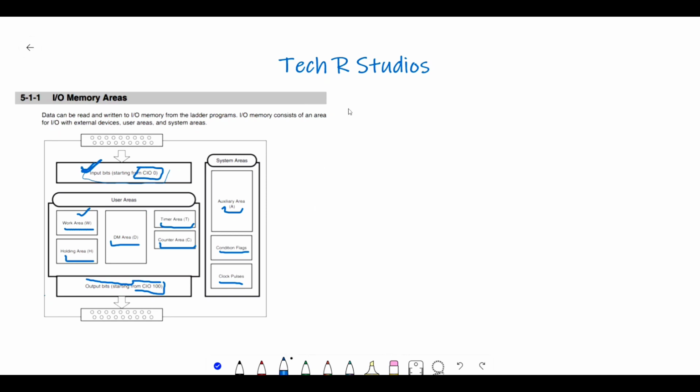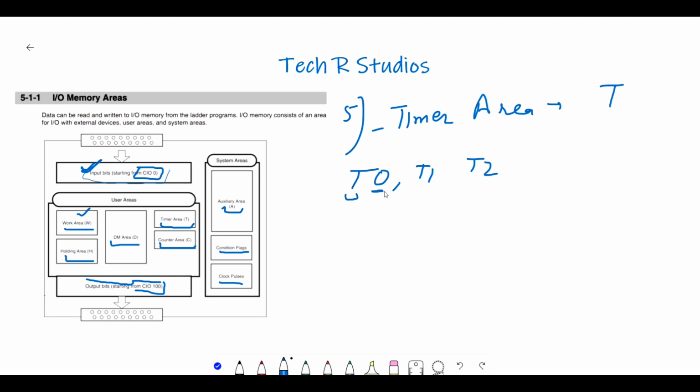So next one is the timer area. Number 5 is the timer area. It is represented by T. It is bit addressable. To write it in bit, we use T0, T1, T2. The T is the designator and 0 is the timer number. For timer number 0, we will use T0. For timer number 1, we use T1. For timer number 2, we will use T2. This was for using it in bit.